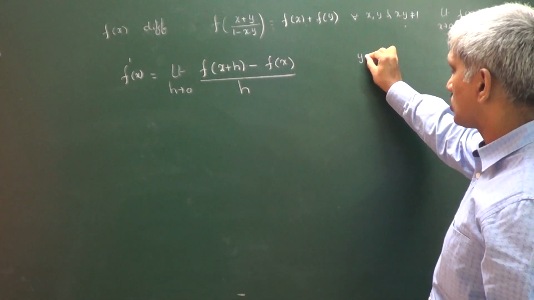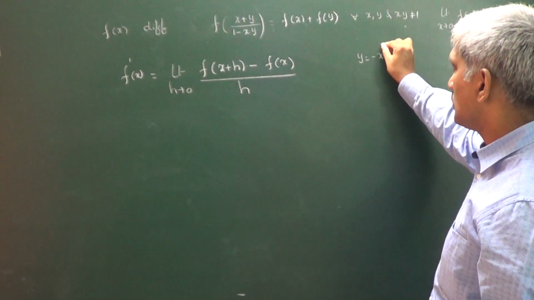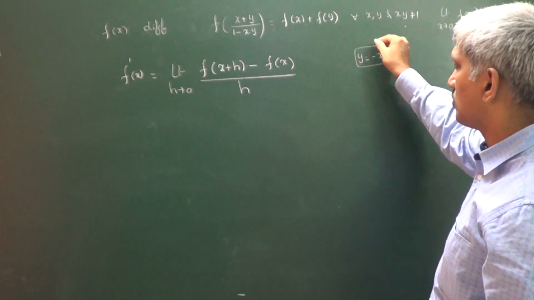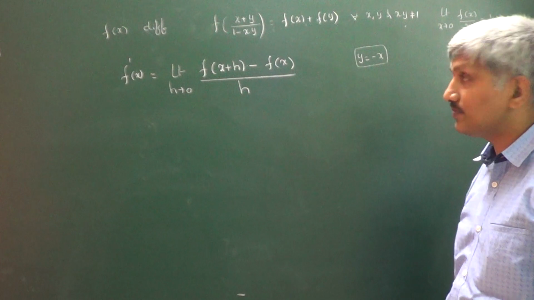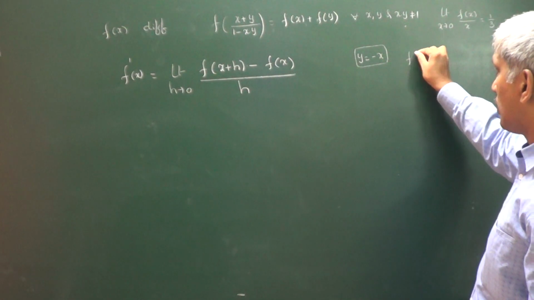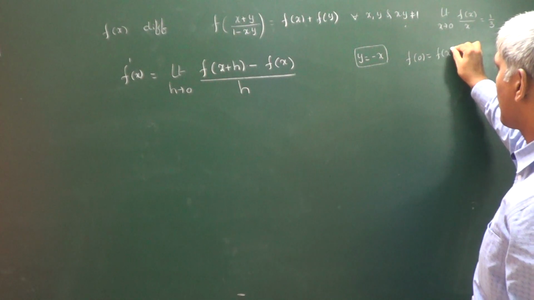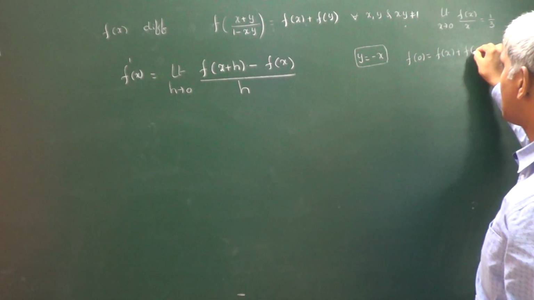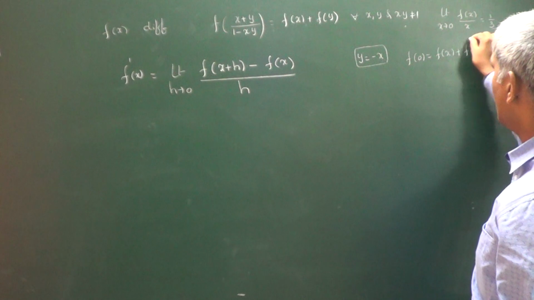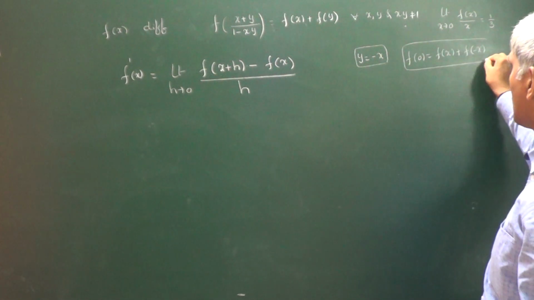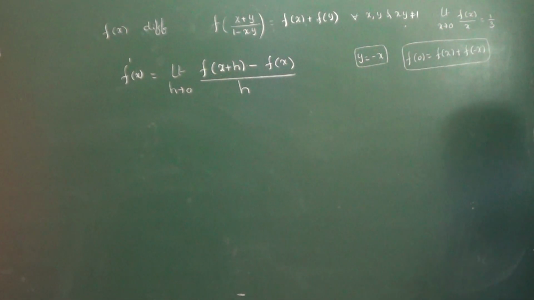y is equal to minus x. If you substitute y is equal to minus x, what happens? Then you will get f of 0 is equal to f of x plus f of minus x. That is one relation we got: f of x plus f of minus x is equal to f of 0.